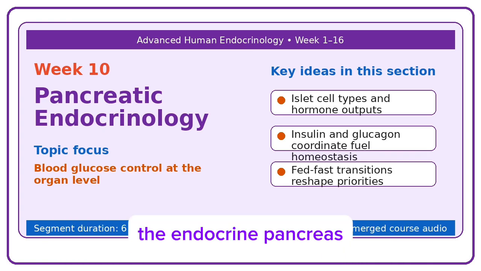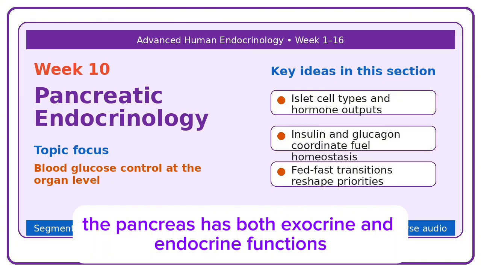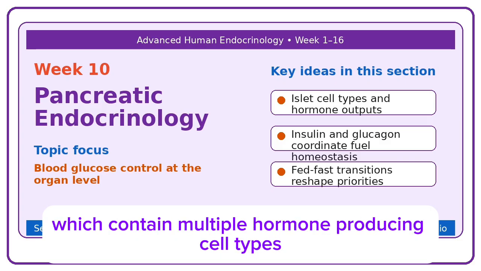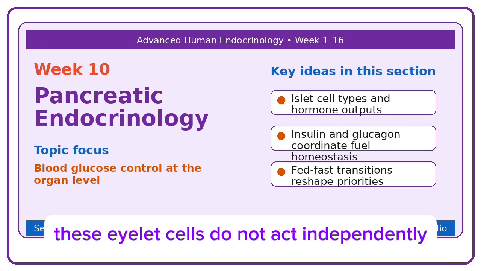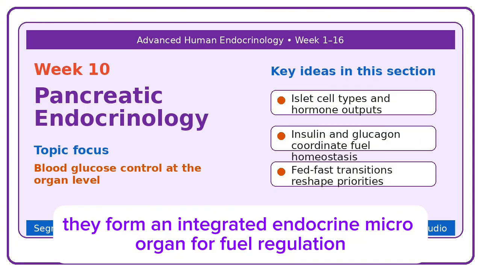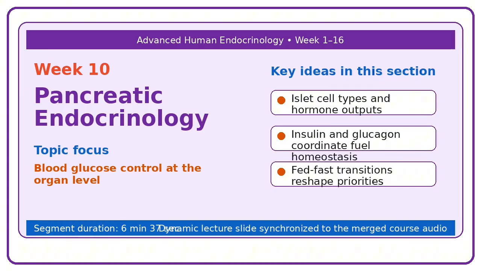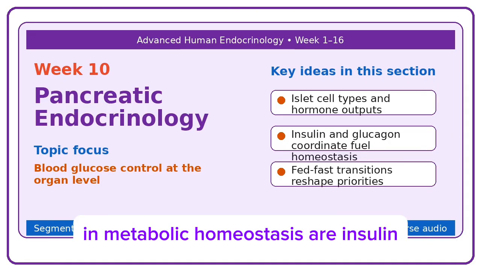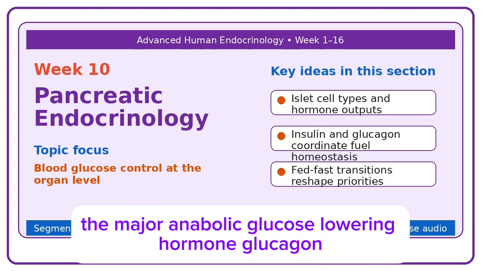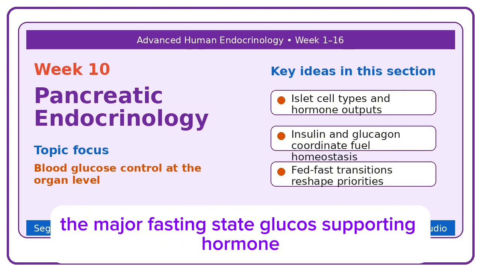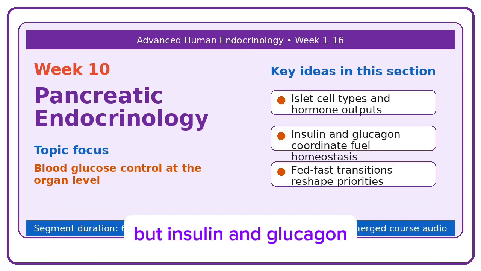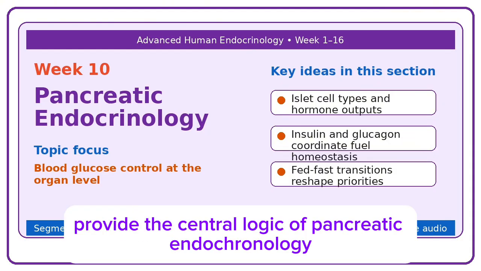1. The endocrine pancreas. The pancreas has both exocrine and endocrine functions. The endocrine component is organized into islets, which contain multiple hormone-producing cell types. These islet cells do not act independently. They form an integrated endocrine microorgan for fuel regulation. 2. Major islet hormones. The most important pancreatic endocrine hormones in metabolic homeostasis are insulin, the major anabolic glucose-lowering hormone; glucagon, the major fasting state, glucose-supporting hormone. Other islet hormones also contribute to local and systemic regulation, but insulin and glucagon provide the central logic of pancreatic endocrinology.